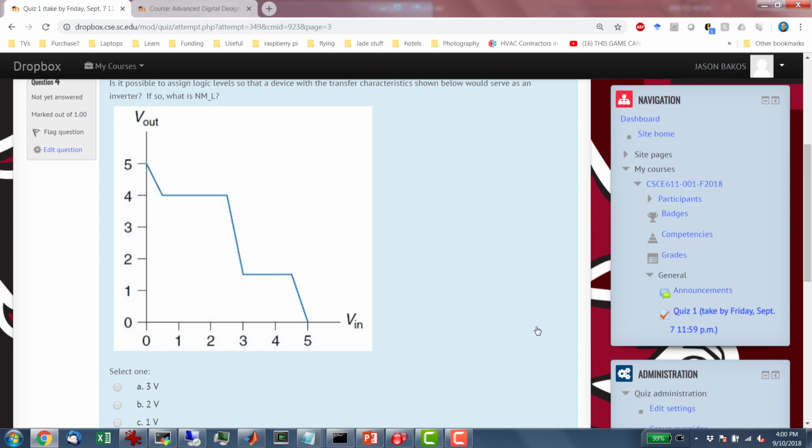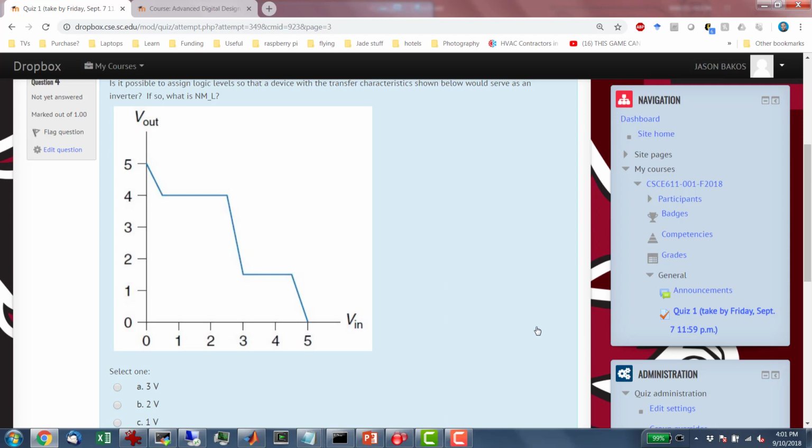You guys with me? Right. Now, it looks like Vin can go all the way up to about 2.5 before you get into this sort of gain region, right? Unity gain region. You look at the vertical axis for the output voltage, and the horizontal axis for the input voltage. So anything below 2.5 is going to be a low for the input. So that's V input low, VIL.